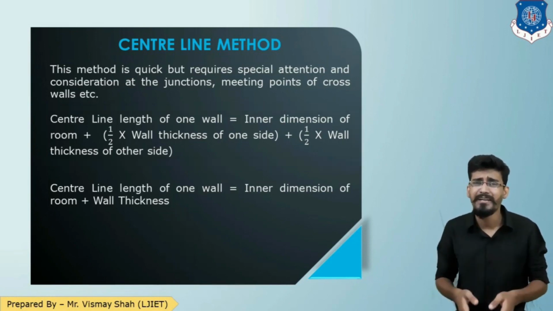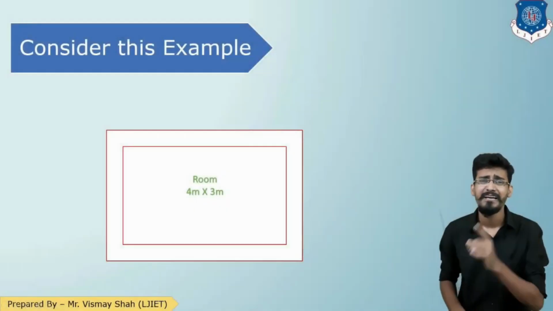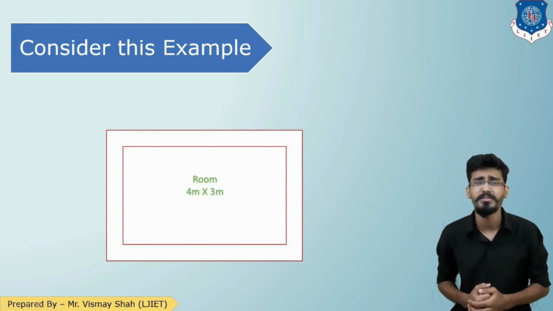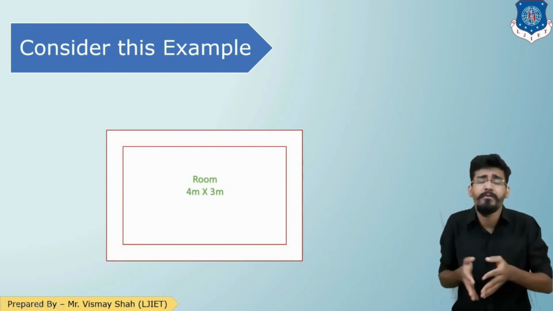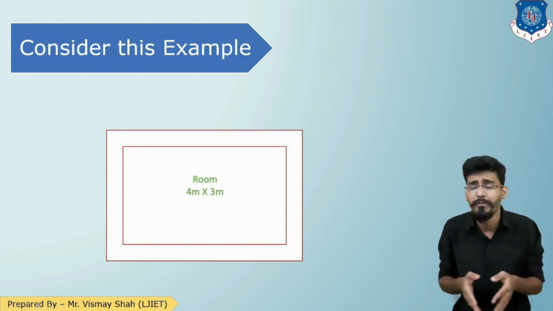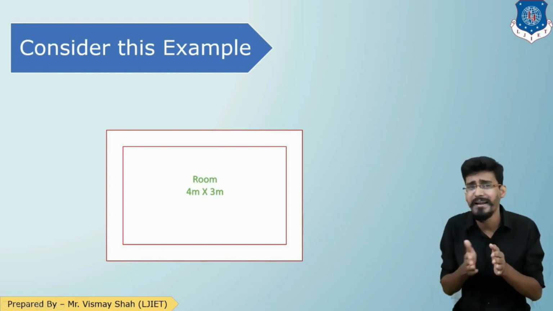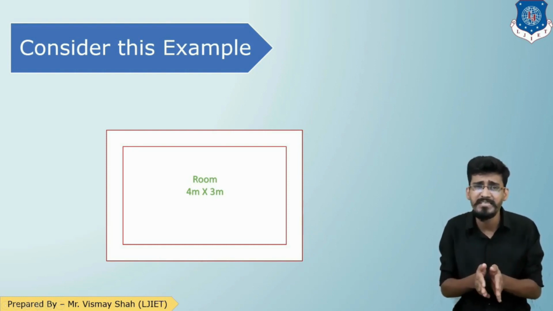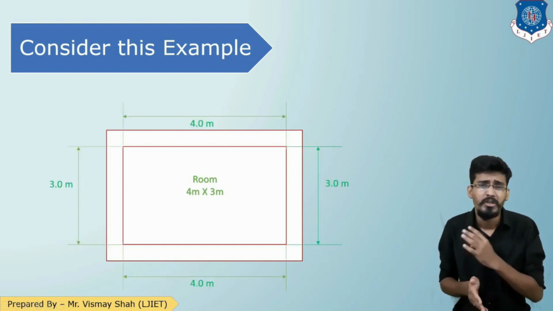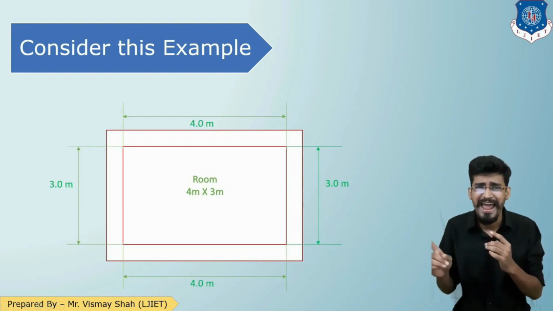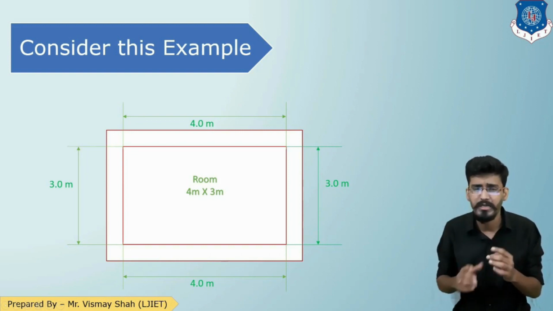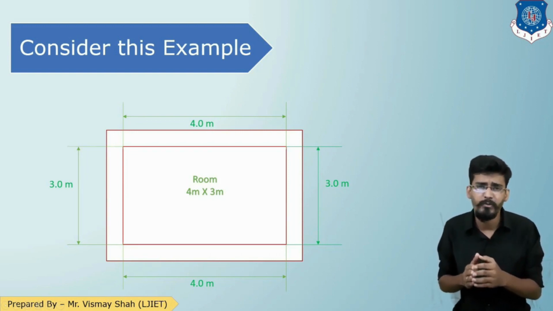So now let us look at an example first. Consider this room having dimensions 4 meter cross 3 meters. Now you might be thinking in which direction we have to consider 4 meter and in which direction 3 meter. You have already learned in building and town planning that the first dimension is the horizontal dimension and the second dimension is always the vertical dimension. So here the 4 meter is for the horizontal direction and the 3 meter is for the vertical direction.